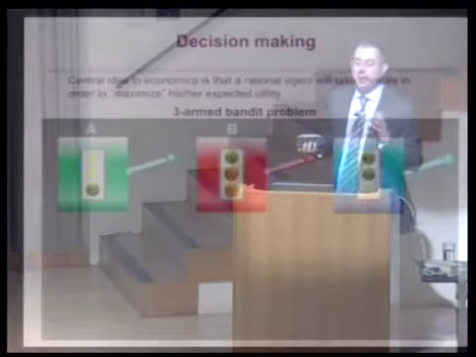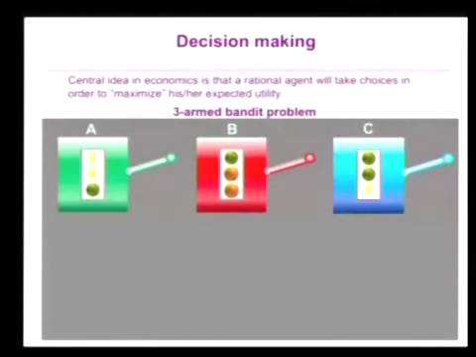Now let's get on to decision-making. So here is a canonical decision problem. This is a very good example of the problems faced by any organism, a human or even an artificial system, let's say a robot, trying to make good decisions in the face of uncertainty. It's called the three-armed or n-armed bandit problem.